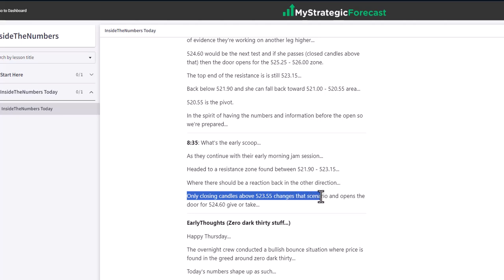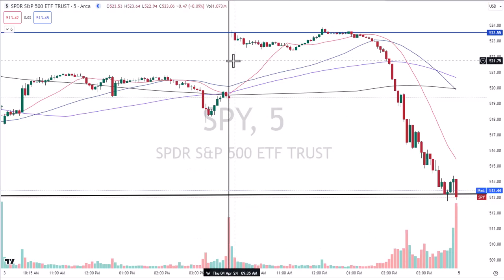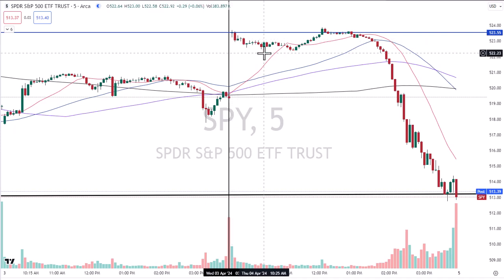523.55 changes the scenario of overhead resistance where they should have a reaction back in the other direction. We think better in pictures. Right of the vertical is today's activity. Look at the opening print today. 523.52, an immediate pullback. Here's the point. Traders in the live room, short right out of the gate, took profit at the base hit.